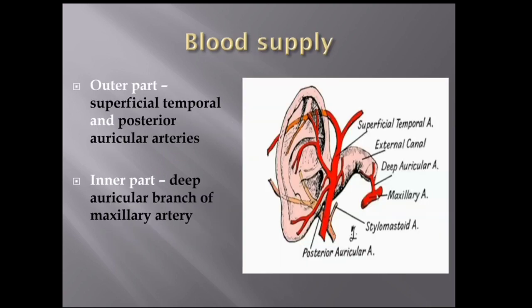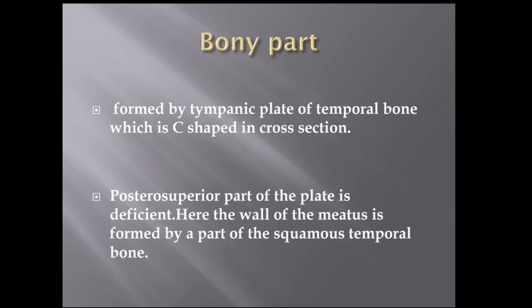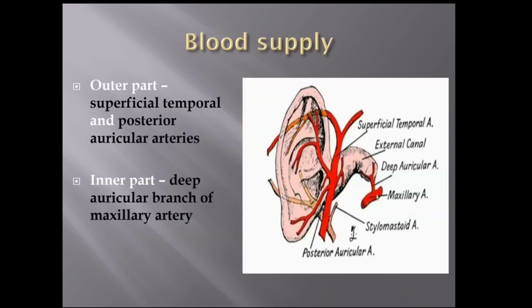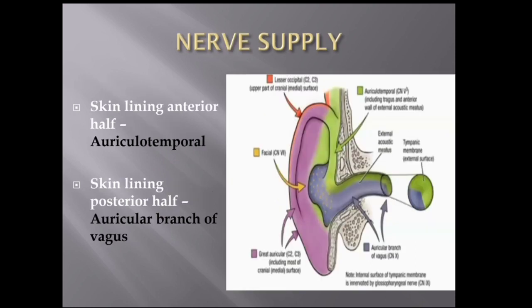Blood supply: outer part by superficial temporal and posterior auricular arteries, and inner part by deep auricular branch of maxillary artery. Nerve supply: skin lining the anterior half is supplied by auriculotemporal nerve, and skin lining the posterior half is supplied by auricular branch of vagus.